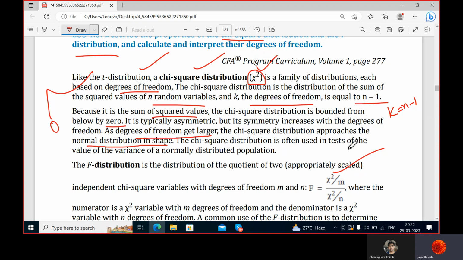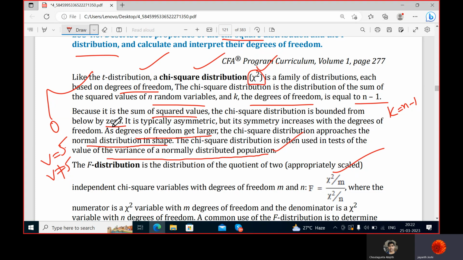Chi square distribution is often used in tests of... this is very important now. Where will you be using this? You will be using this very often in tests of the value of variance of a normally distributed population. That means variance is equal to some value. That is the null hypothesis. There are two hypotheses, correct? A hypothesis is nothing but a belief. So the null hypothesis will have some kind of belief, that variance is equal to, let's say, 5. We have to prove that it is not equal to 5. In such cases, you'll be using this chi square distribution.